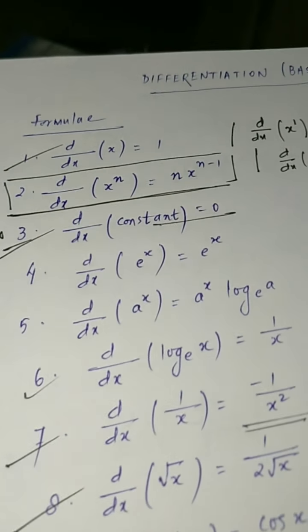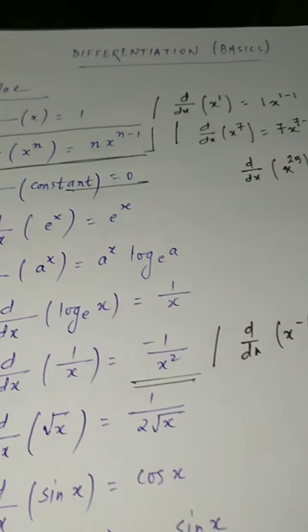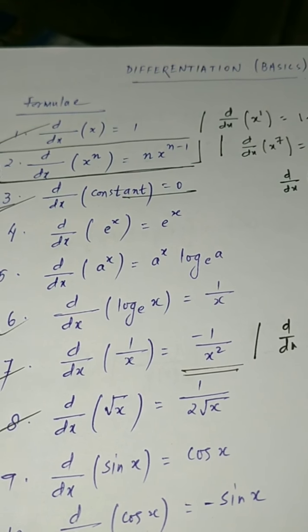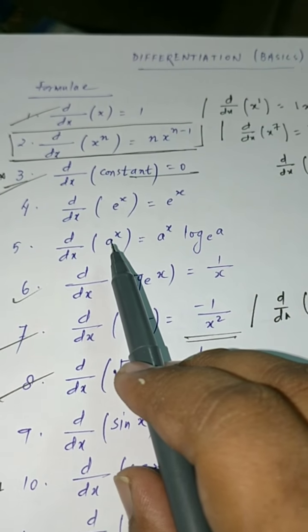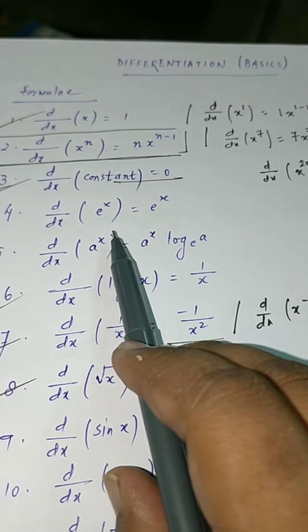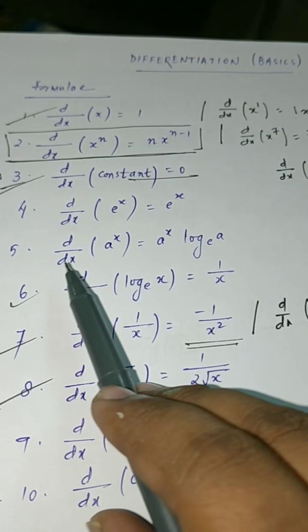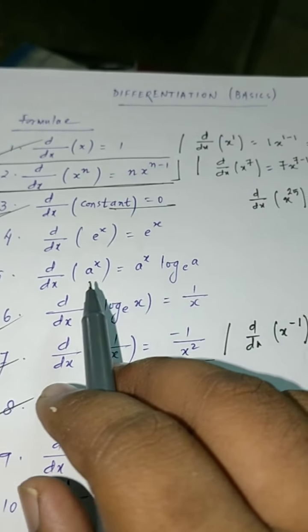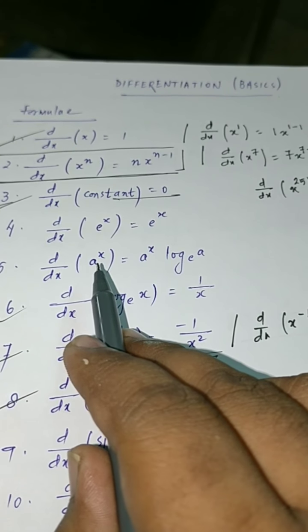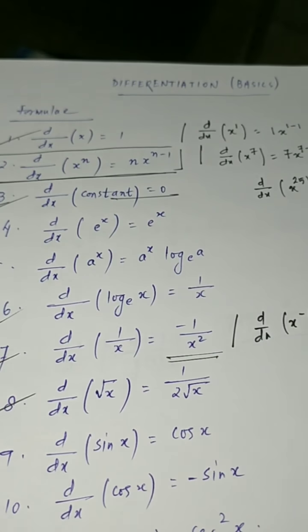Coming to formula 4 and 5, I would like to say one thing, that formula 4 and 5 are not two different formulas, they are the same only. How we'll see that. Let me discuss formula number 5 first. A is a constant to the power variable. What type of function are we dealing with here? The base of the function is a constant, and the power is a variable.